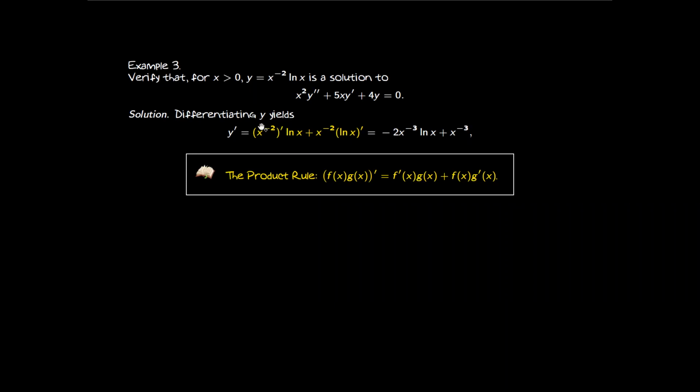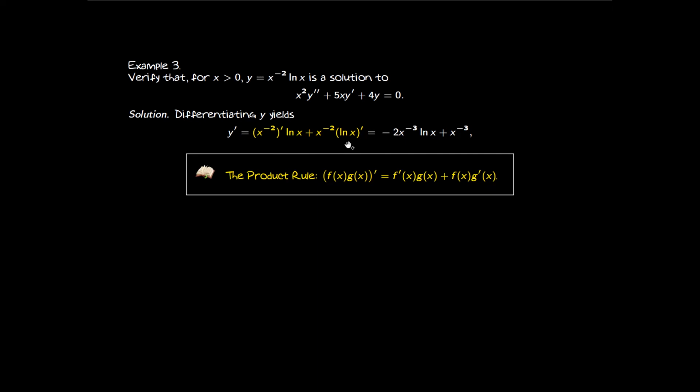And you just use the power rule and the derivative of log. You can get the first term, you bring the -2 in front, reduce exponent by 1. You're going to get -2 times x to the -3rd, and then natural log of x.